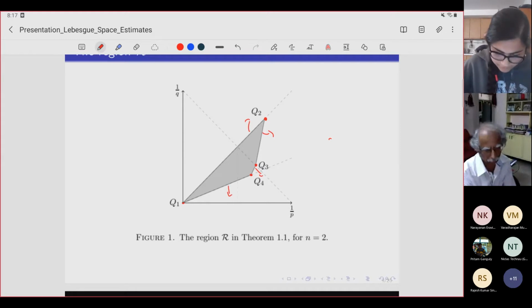So first of all, looking at Q1, Q2, the condition is just saying that Q should be greater than or equal to P, which is a standard condition when we are looking at LP to LQ improving results.